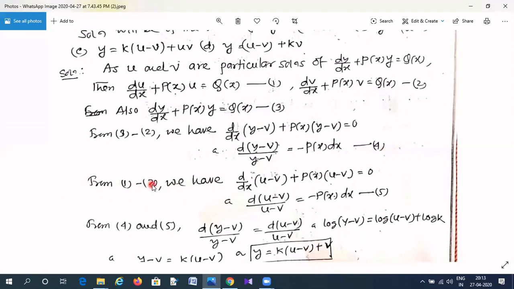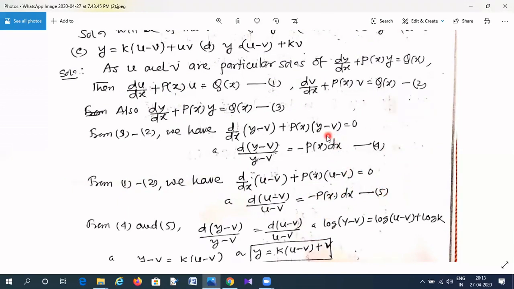If we subtract 2 from 1, that is 1 minus 2, we'll get d/dx of (u - v) plus P(x) into (u - v). So similarly, after simplifying, we'll get d(u - v)/(u - v) = -P(x) dx. This is equation number 5.